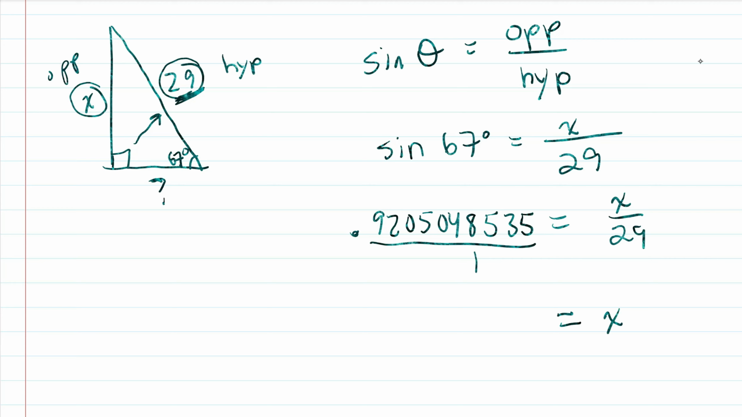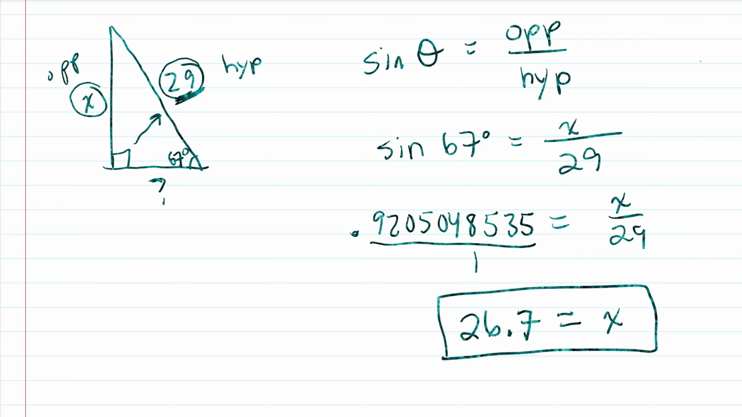So that means x will just be whatever that product is. 0.9205048535 times 29. Punch that in your calculator and round it to the nearest tenth, and you should get 26.7. All right, so this was the quick and basic introduction to trig ratios.